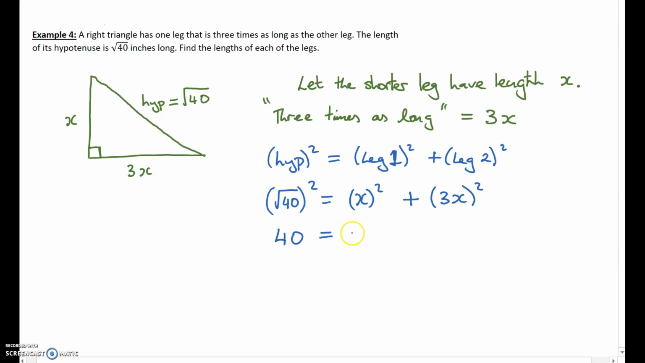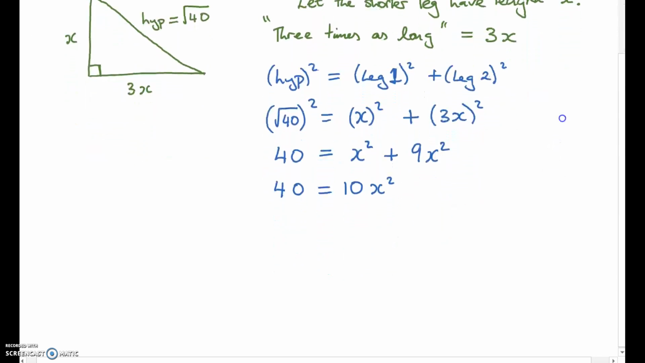This is x squared, which is just x squared. And here we have 3x squared. So we're multiplying the 3 and the x, so we square both of them. So it's 3 squared is 9, x squared is just x squared. Now, x squared plus 9x squared are like terms, so they can be simplified. So 40 is equal to 10x squared.